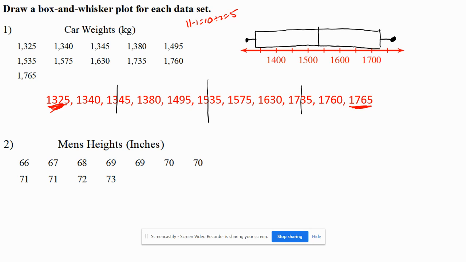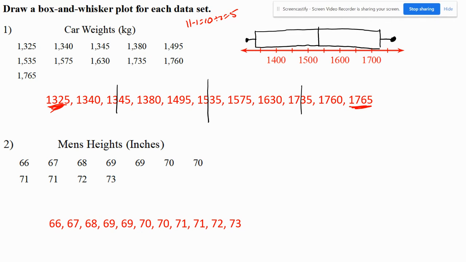So I'm just going to make my lines and my dots right where my smallest number is and my biggest number is. All right, let's take a look at question number 2. I'm going to put my numbers in order from small to large. Now, let me find my number in the center. I notice there's 11 numbers. All right, I count how many numbers I have. 11 minus 1 is 10.